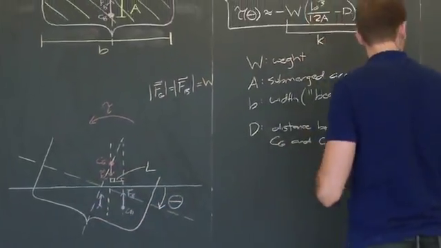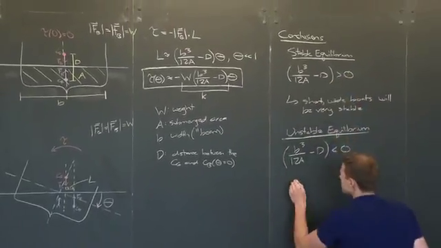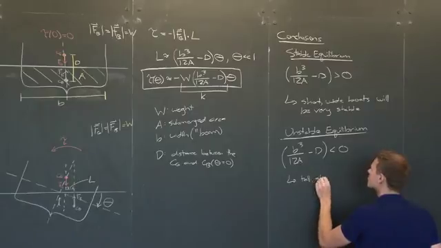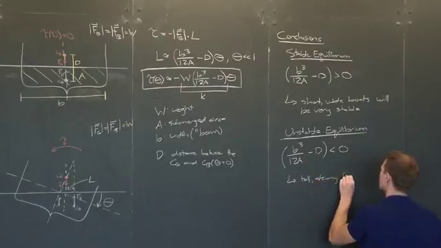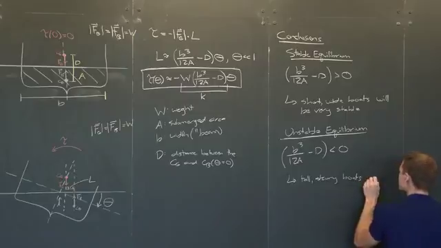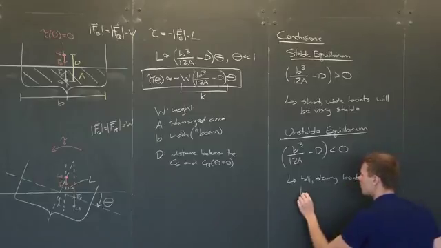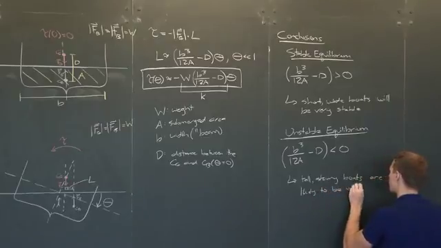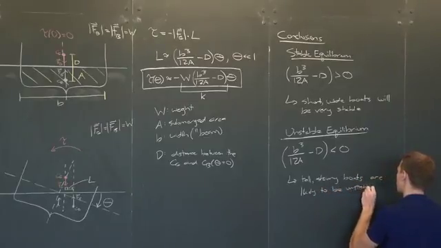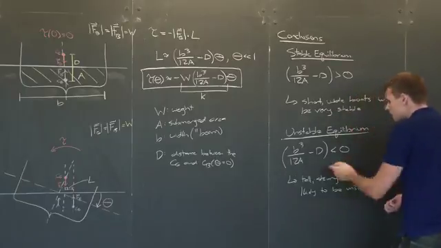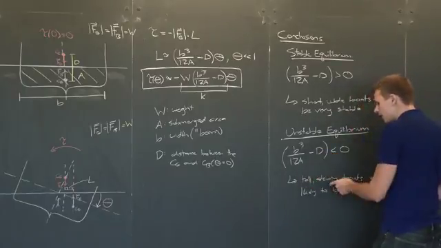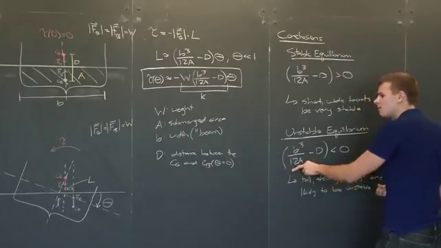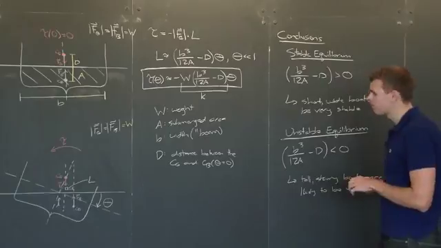its equilibrium position. For example, we can see that tall and skinny boats are likely to be unstable. This is because a tall boat will have a large d and a skinny boat will have a small b. And so this quantity is likely to be negative, meaning the boat will be unstable.